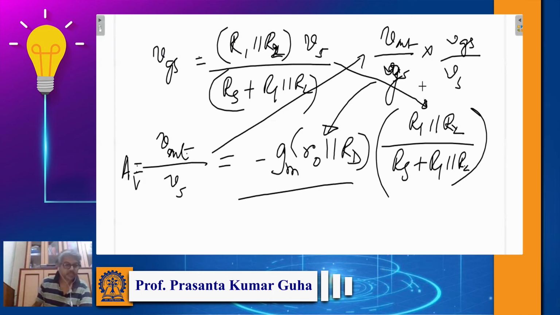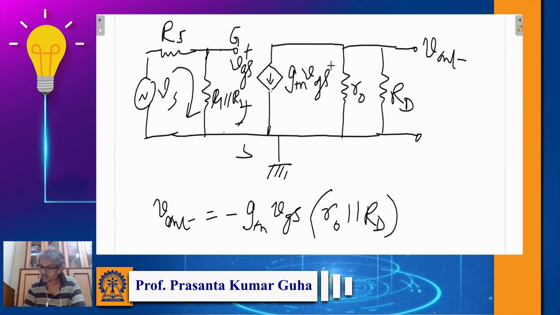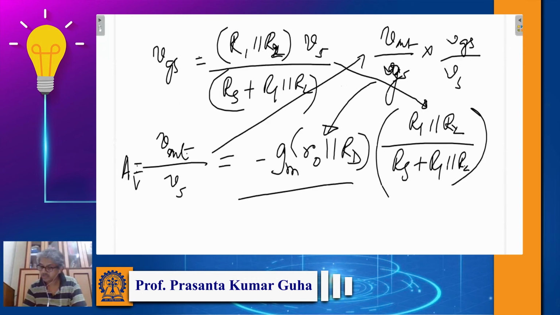So that way this is the gain of the circuit, and you can find out R out. R out is nothing but R naught parallel RD. Okay, R out is R naught parallel RD. And you can correspondingly also find R in and all that, right?